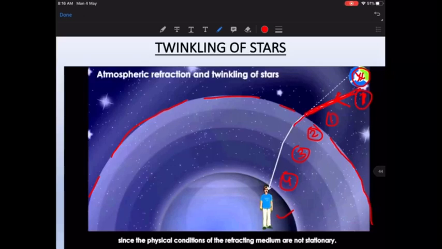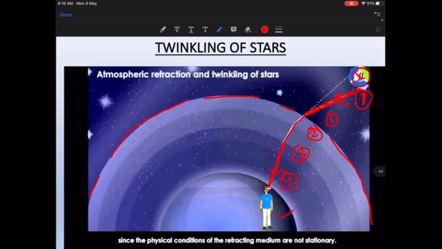The light is going to bend like this. Now compare 2 and 3. As it enters the third layer, again 3 is more dense, so it is going to bend further. As it comes from 3 even closer to the earth's surface, it is further going to bend like this. So the last path of the light that we see is actually this.